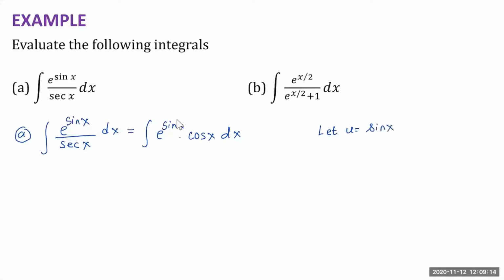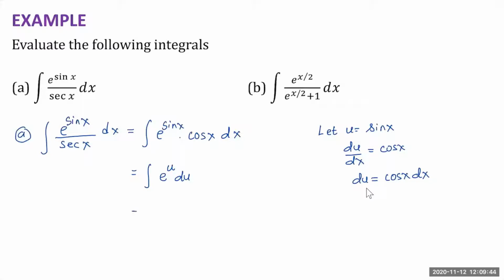Now, if we differentiate both sides with respect to x, you get du over dx. The derivative of sine x is cosine x. So that means du equals cosine x dx. Now we can make that u substitution here. e raised to sine x is e raised to u. And then cosine x dx is du.